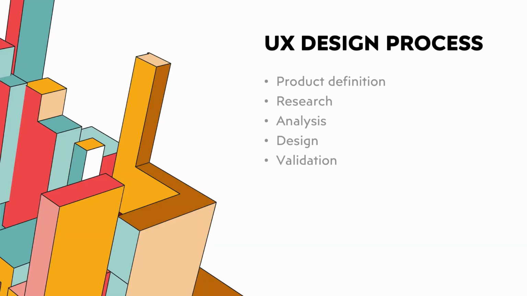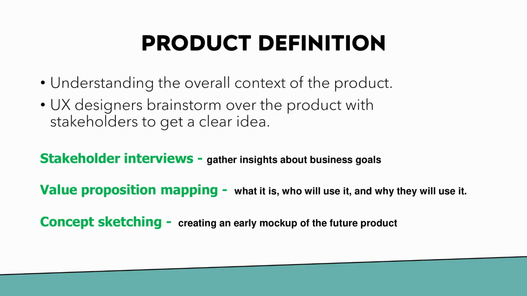Okay, let's talk about what is the UX designing process. The UX design process has 5 steps: product definition, research, analysis, design and validation. Let's talk about what is product definition. This phase is the most important phase in the UX design process. In this step, we understand the overall context of the product. UX designers brainstorm over the product with stakeholders to get a clear idea.